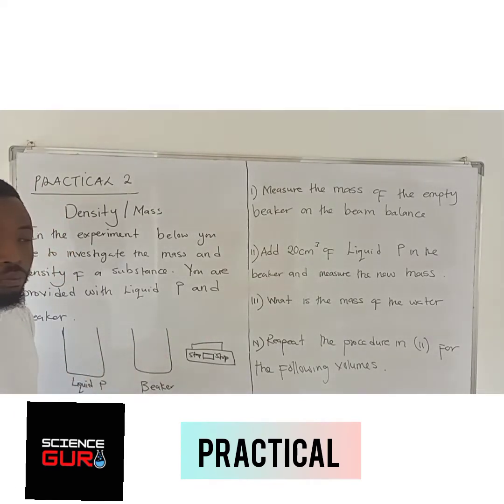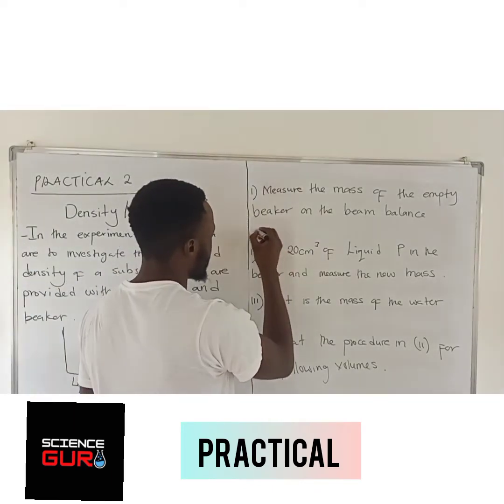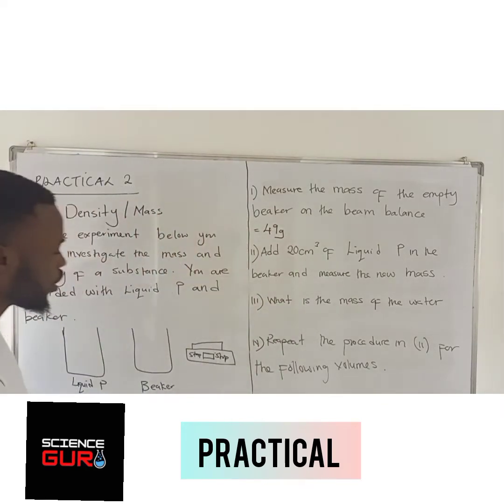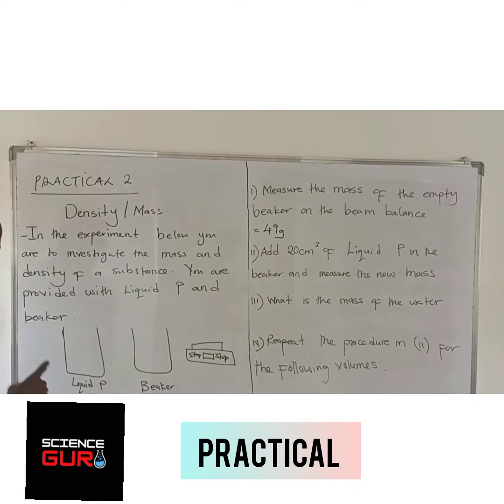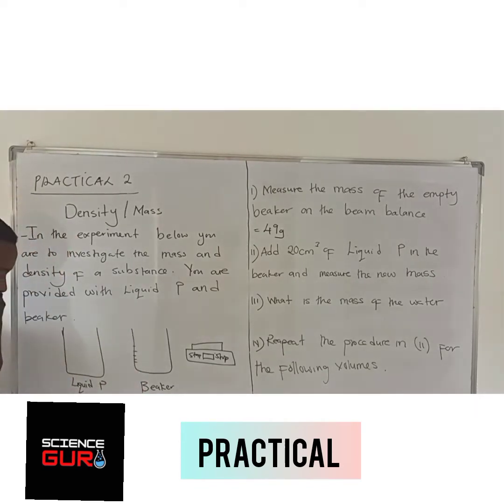So let's assume that when you weighed this beaker, it gave you 49 grams. Okay? Then what do you do next? Your beaker is going to have demarcations of volume. So you get the liquid P. The liquid P can be anything. Get your liquid P, and make sure you add 20 centimeter cubed of the liquid P in the beaker.